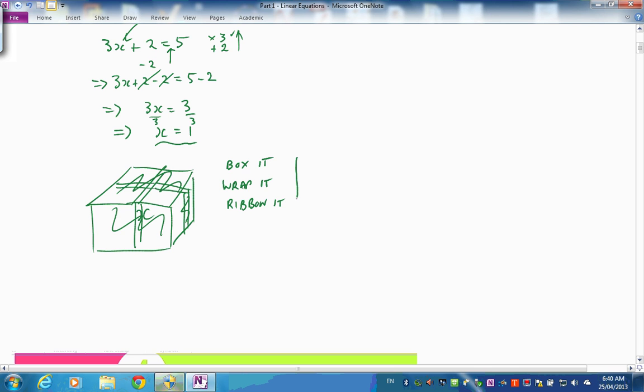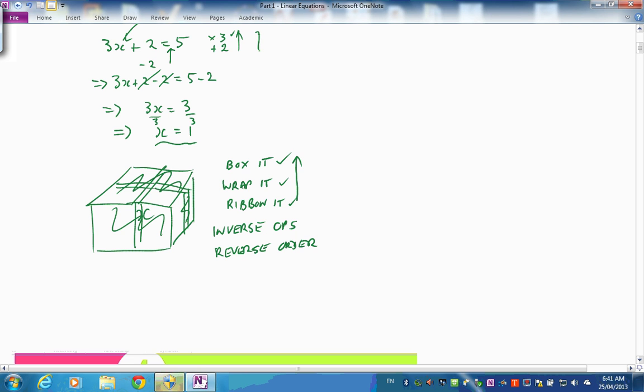You're going to go backwards, aren't you? Take off the ribbon. You might want to use it later, and then unwrap it and take it out of the box. So it's something we call inverse operations. Do the inverse of the opposite. Inverse ops in reverse order. Reverse order here. So we're going to go backwards.